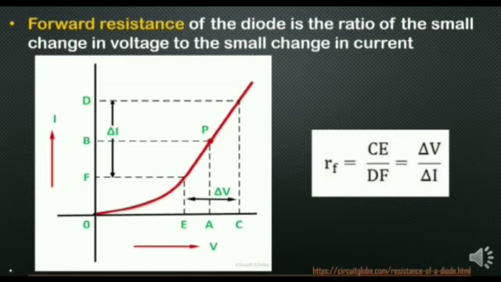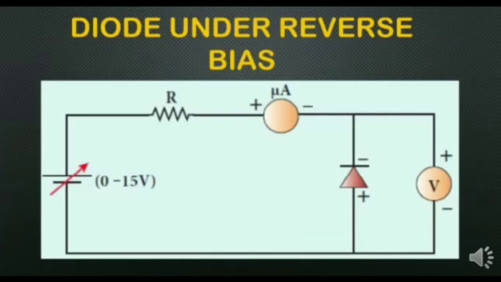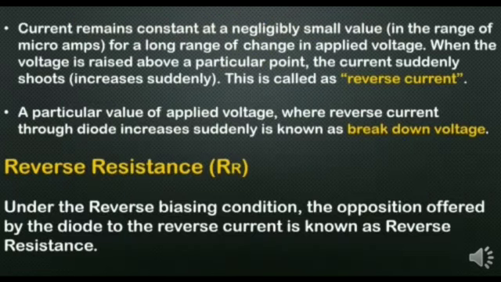Now let's understand reverse characteristics. The reverse characteristics of a junction diode is the study of variation in current through the diode with respect to the applied voltage across the diode when it is reverse biased. That is, when the P side of the diode is connected to the negative terminal and the N side of the diode is connected to the positive terminal. This is a circuit of a diode under reverse bias condition.